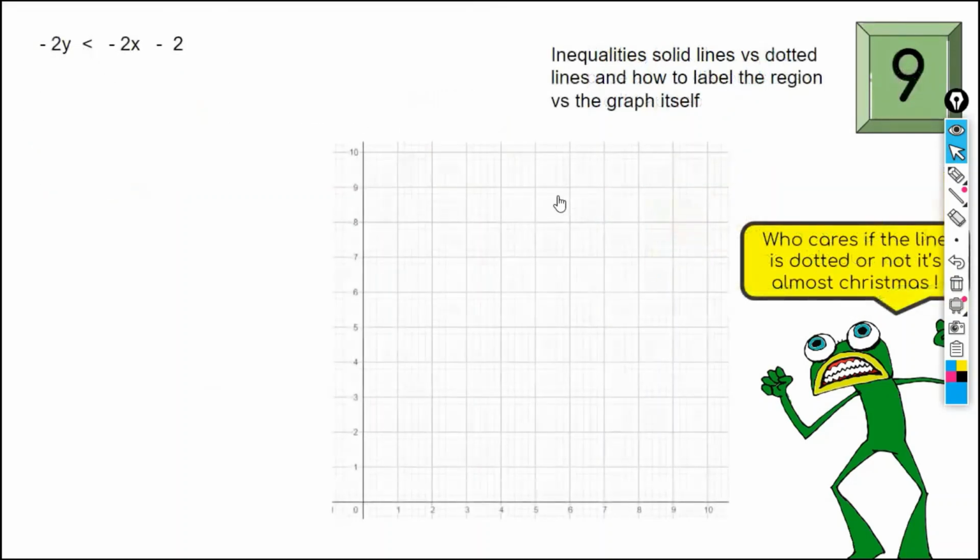Number 9. Well, I think yesterday we did this, right? Whenever you have inequalities to draw, let's say you have to draw this: minus 2y is less than minus 2x minus 2, right?